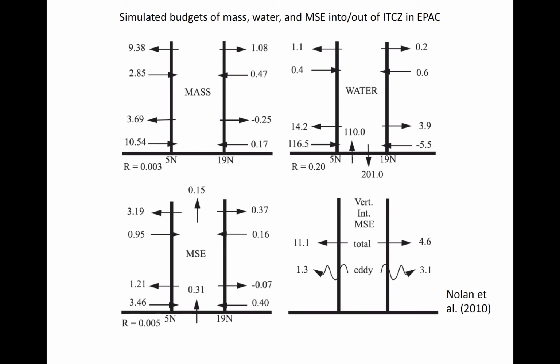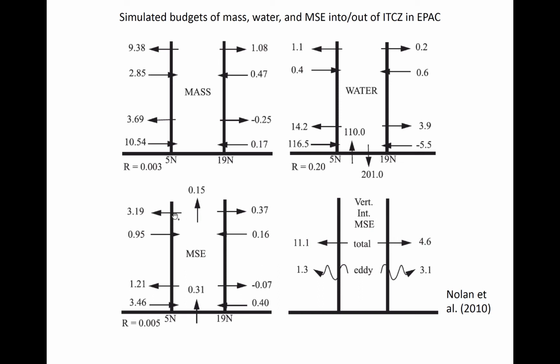In idealized numerical simulations of a narrow tropical channel containing an ITCZ centered near 12 degrees north, the shallow circulation within the larger Hadley cell has important implications for meridional MSE transport. The numbers shown here are proportional to the flux of mass, water, or moist static energy into or out of the ITCZ via the low-level inflow of the Hadley cell, the shallow return above it, the mid-level inflow, and the upper-level outflow of the Hadley cell.